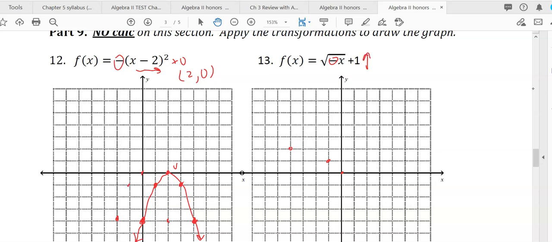Everything moves up 1 because k is 1. So I'm going to move that point up 1. This point moves up 1, and this point moves up 1. It just made them thicker just so you can see the difference. And so that would be my new graph.